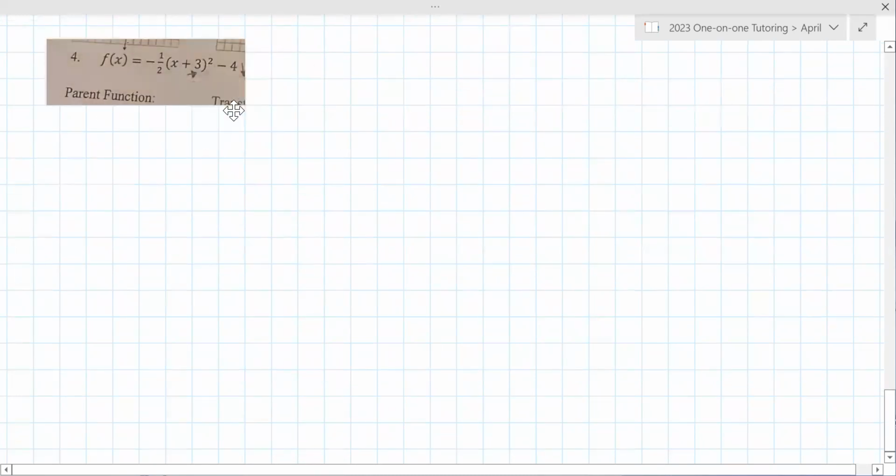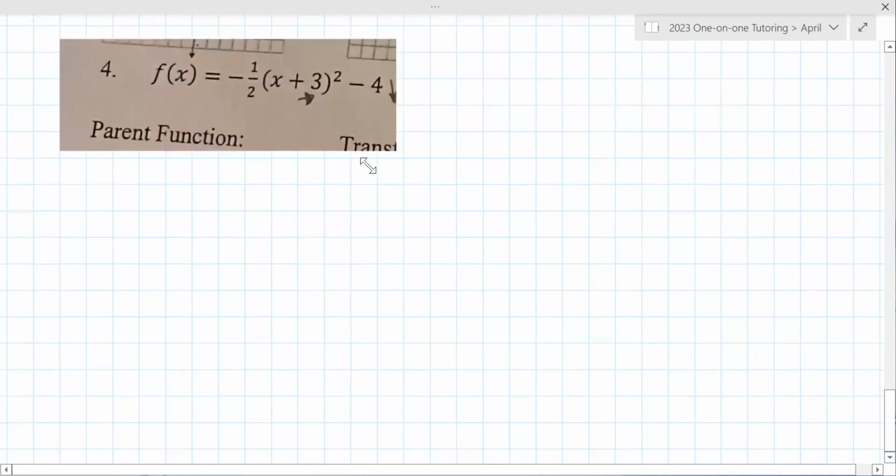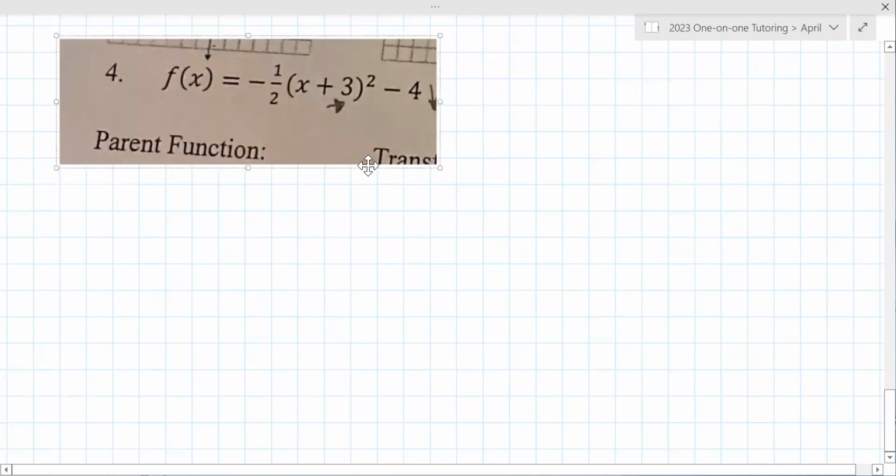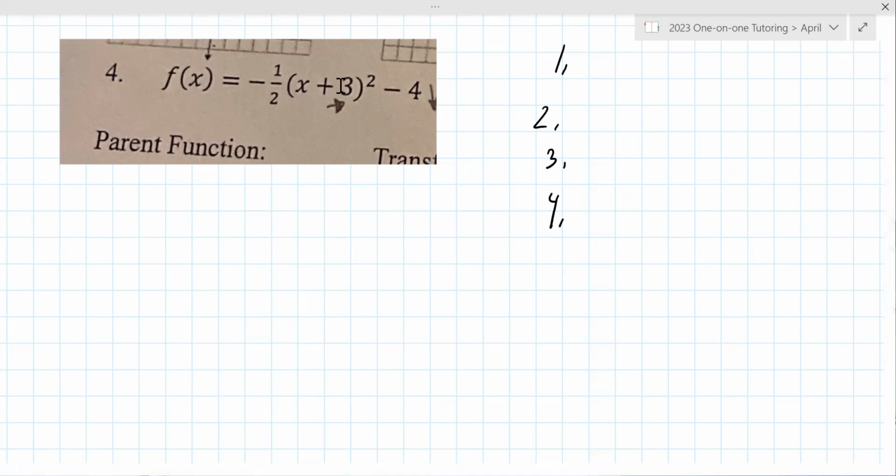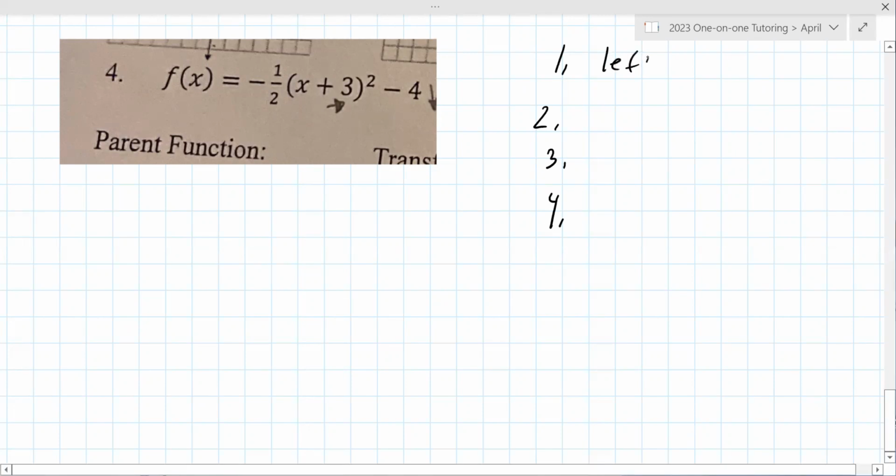All right, so 4 says f of x is minus 1/2 times (x plus 3) squared minus 4. This has 1, 2, 3, 4 transformations. This one is different than what you think, the one inside. It's always kind of opposite. Naturally, I'd say it moves to the left by 3. Yes, left 3.